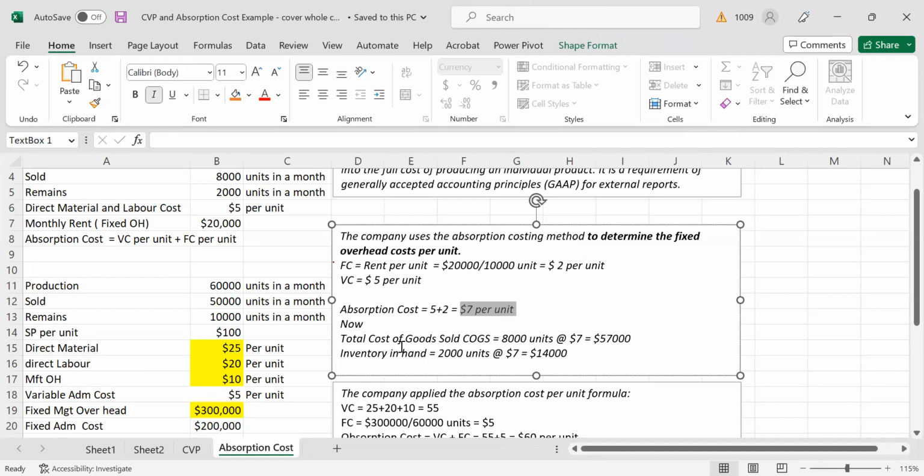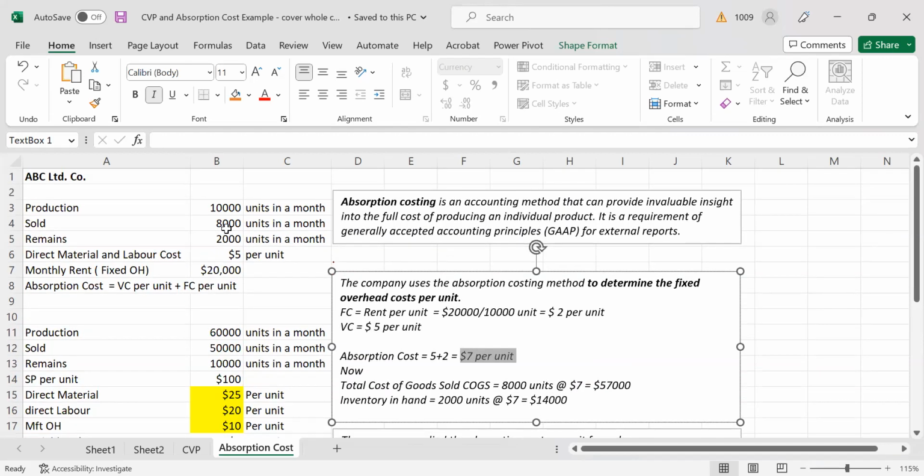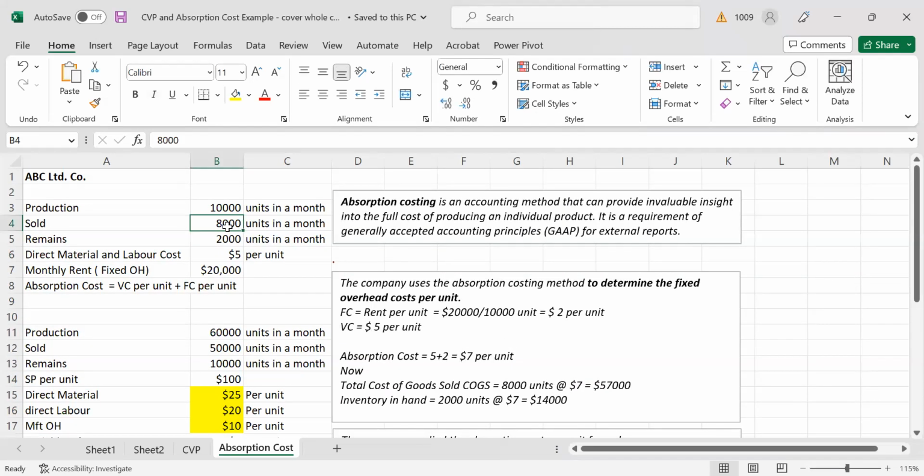Now, if we want to know the cost of goods sold, let's say 8,000 units have been sold in this month. So 8,000 multiplied by 7, that will be 56,000. That will be the cost of goods sold. Inventory, we have 2,000 at the rate of 7. So that will be 14,000 inventory that we have. So two figures we can calculate with the help of the fixed cost per unit and variable cost per unit in this way.